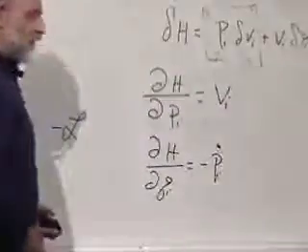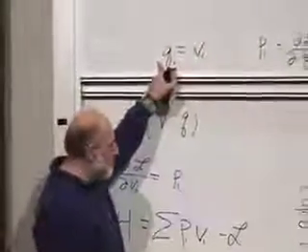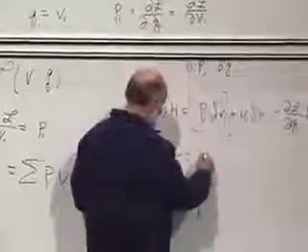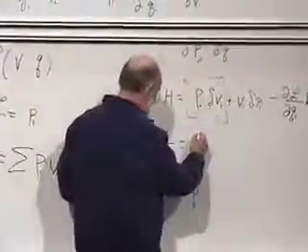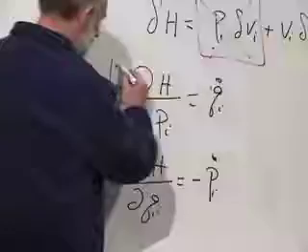Well, what is V sub I? Q dot. I'm going to go through this again. Oh, these, of course, are Hamilton's equations.